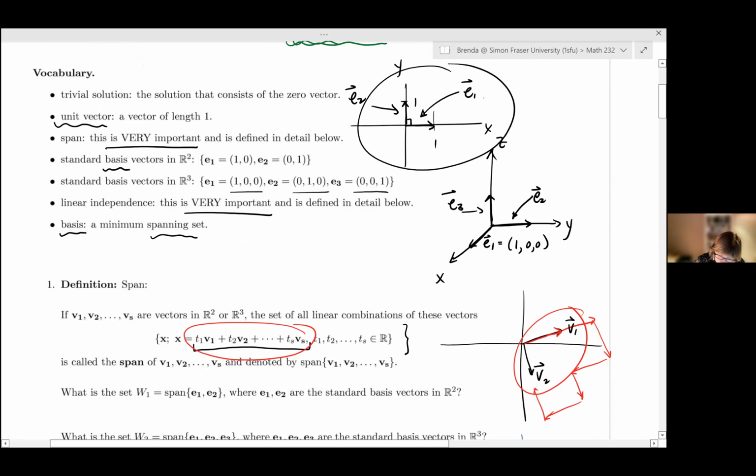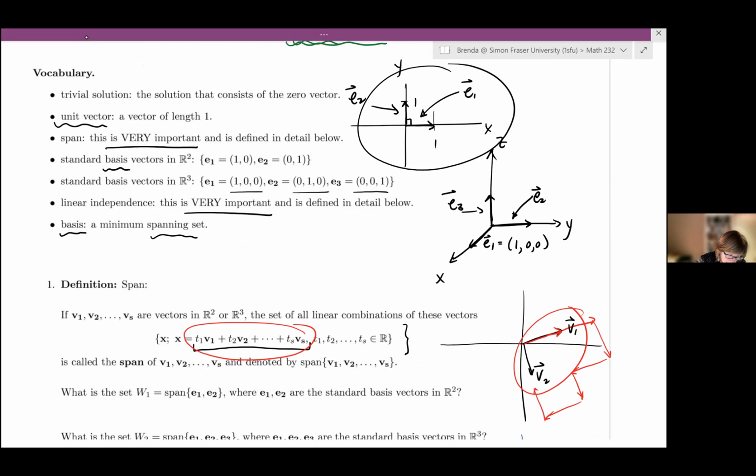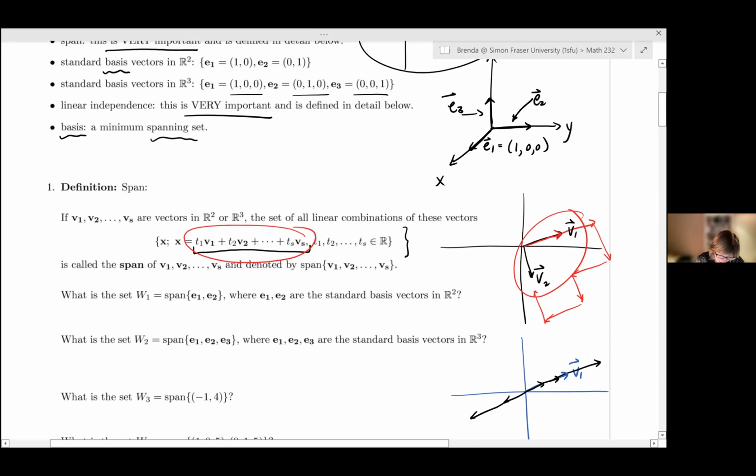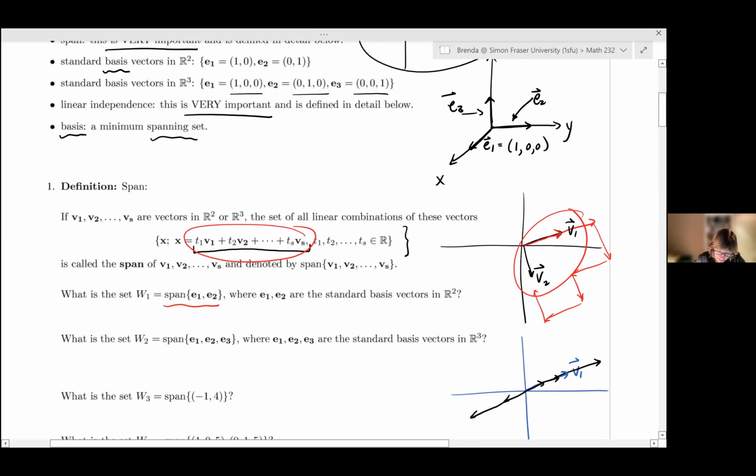I can take some arbitrary point, let me do that in a different color. I can take some arbitrary point over here, and I could figure out that I could go over 1, 2, maybe about 3 of them, and then I would go up 1, and I could make it to there. It doesn't matter which point I pick, I can figure out how to get there by walking along multiples of E1 and then walking along multiples of E2. So the span of E1 and E2, where E1 and E2 are the standard basis vectors in R2, is in fact R2. You can get everywhere.